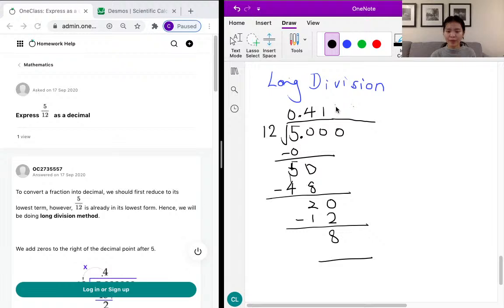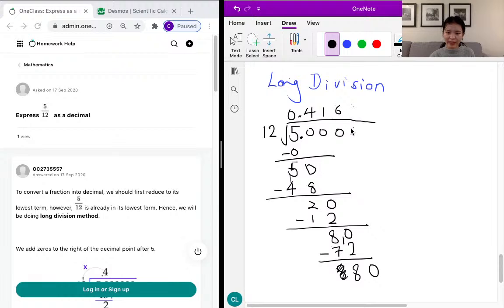We know 7 is too big and 5 is too small, so we know the answer is 6. So we have 12 times 6 over here, and 2 times 6 is 12. 1 times 6 is 6, but we have plus the 1 here, so it's 7. And the remainder is 8 again. So we have 80 again.